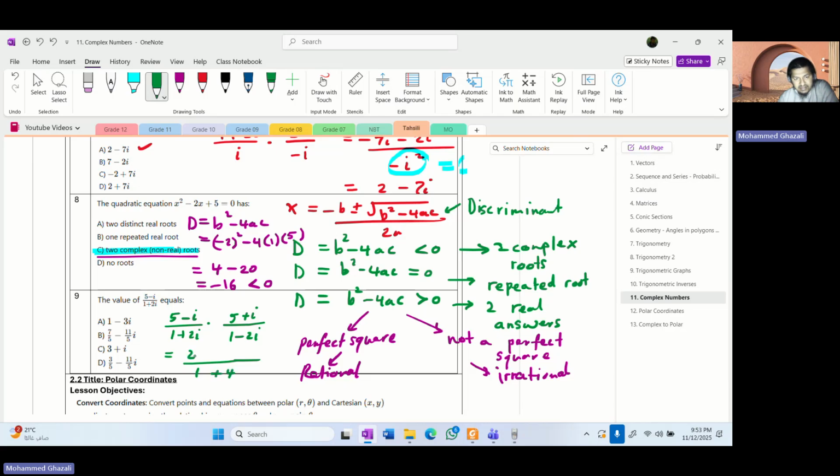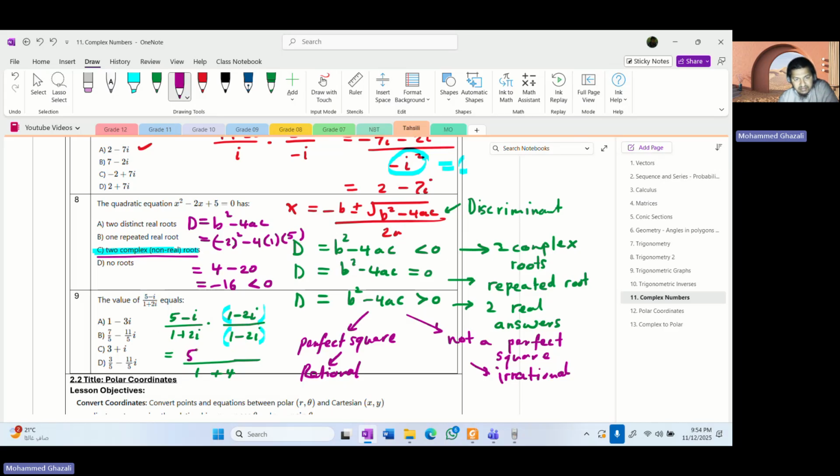5 times 5 is 25, plus 5i. Wait a minute. Why did I multiply by 5 minus i? That's incorrect. It should be 1 minus 2i. We need to multiply by the same thing, right? You have to multiply by the same conjugate, so it can cancel out and become 1. You're not changing the fraction.